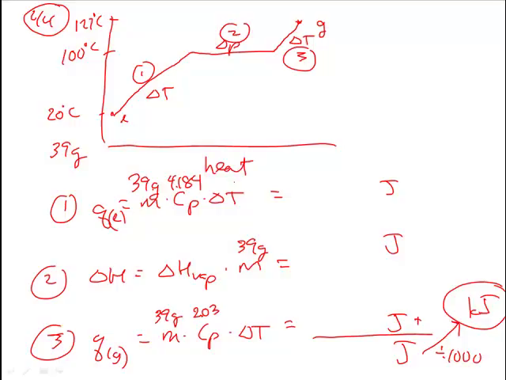For step 1, it goes 20 to 100, which is 80. For step 2, it is the heat of vaporization, which is also given as 2260 joules per gram. And the delta T on the last one is 27. So that's all you have to do. Multiply those out. I'm not going to go through those multiplication steps, but that is sometimes a source of error on those problems.